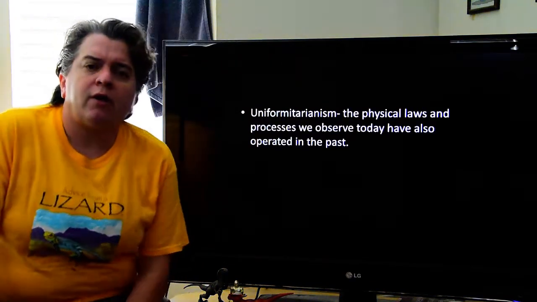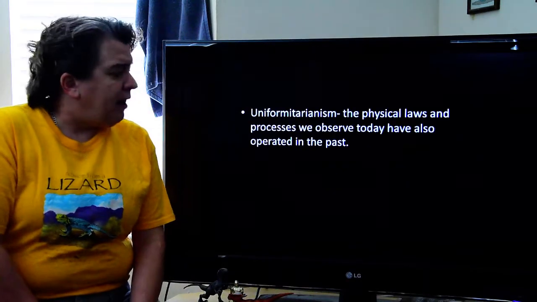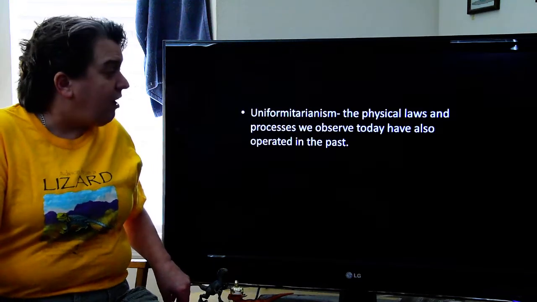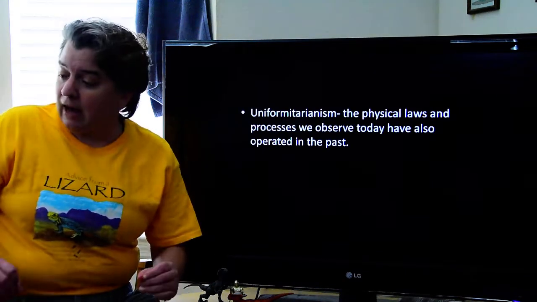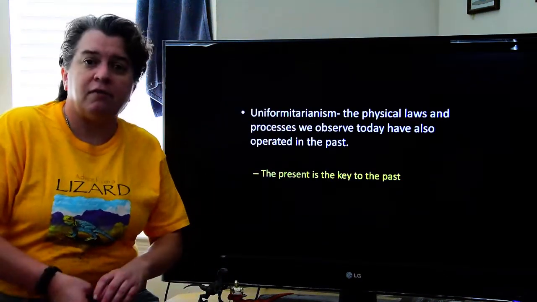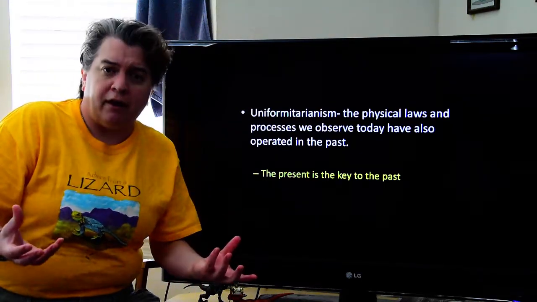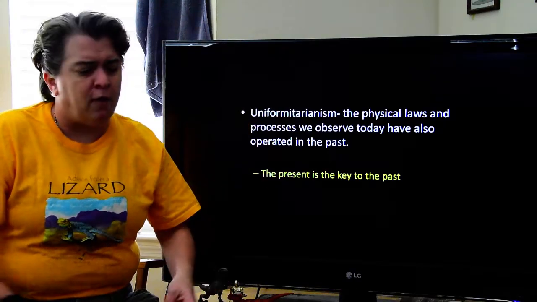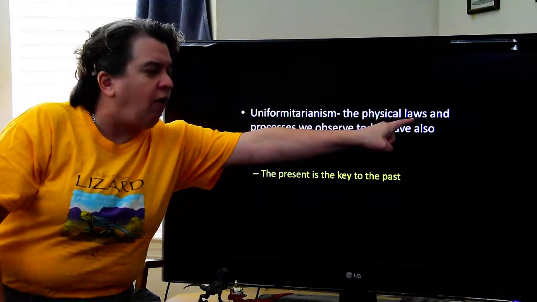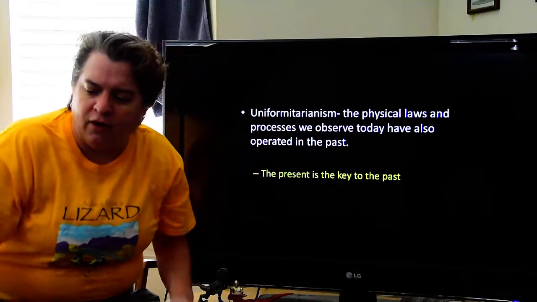Now, the other important principle Hutton developed was uniformitarianism. And this states that the physical laws and processes we observe today have also operated in the past. You can say this in a succinct manner: the present is the key to the past. So he's not saying that Earth doesn't change, right? Sea level rises, it falls, mountains are built, mountains are eroded. But what he is saying is the laws that govern the way the Earth works, those are what is unchanging.